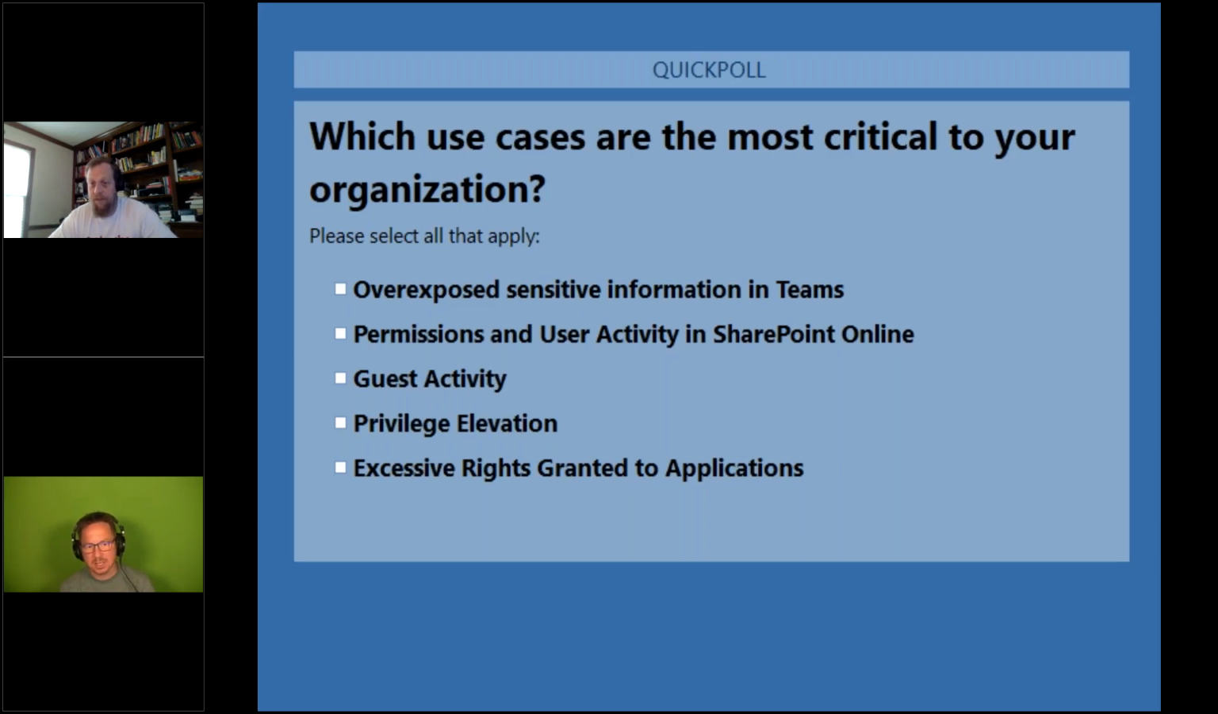From what I'm seeing in my conversations, it tends to be guest activity. People are worried because they're not quite sure where people have got access to, and then it tends to be overexposed information in Teams. So I'm thinking maybe one of those two.